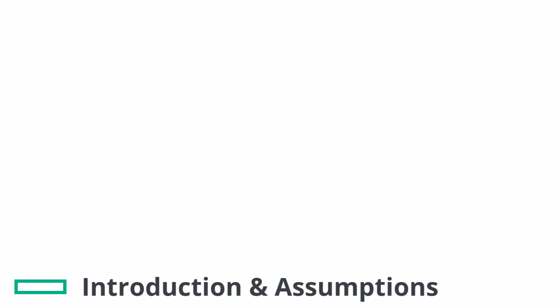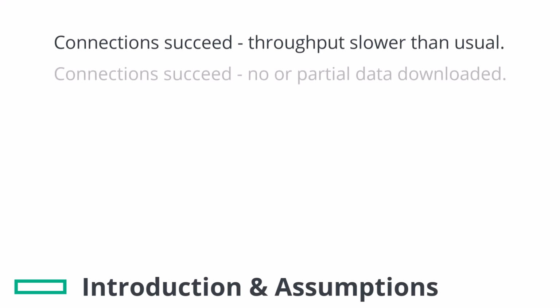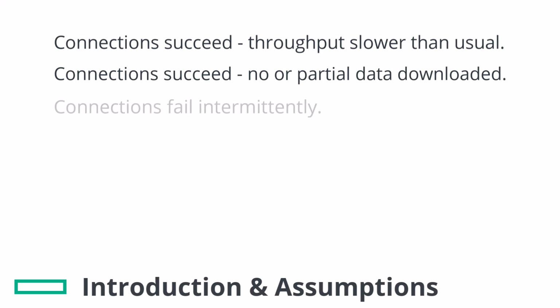Degraded performance for users can manifest in a number of ways, such as connections succeed, but throughput is slower than usual, connections succeed but no or partial data can be downloaded, or connections fail intermittently.